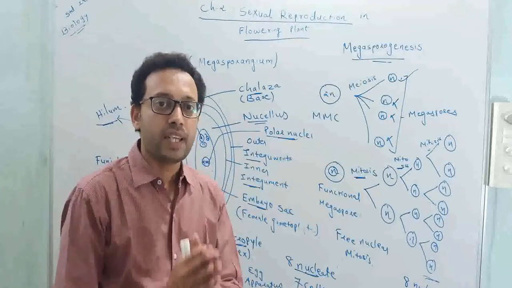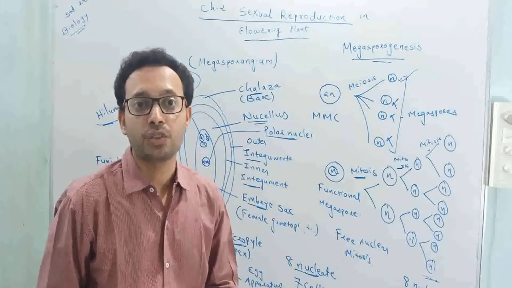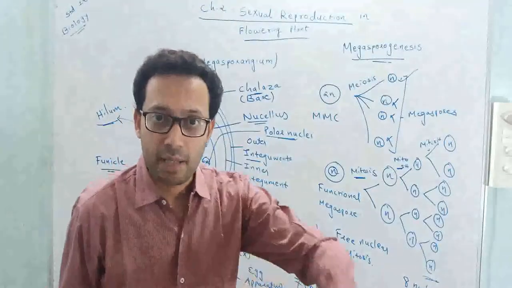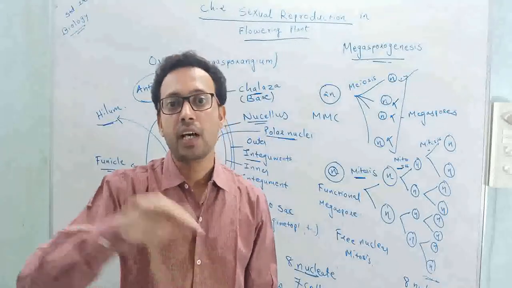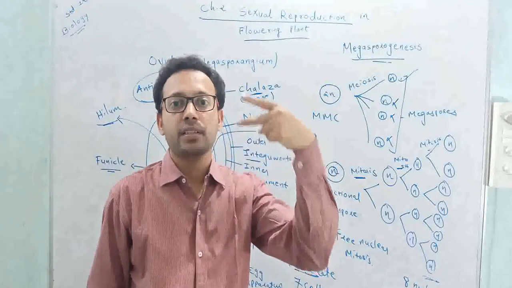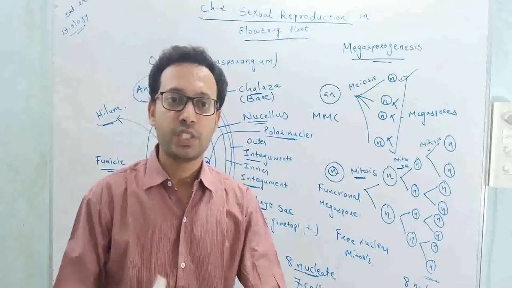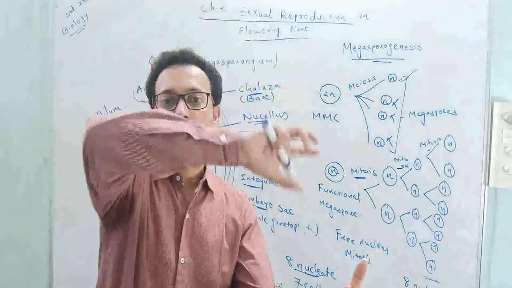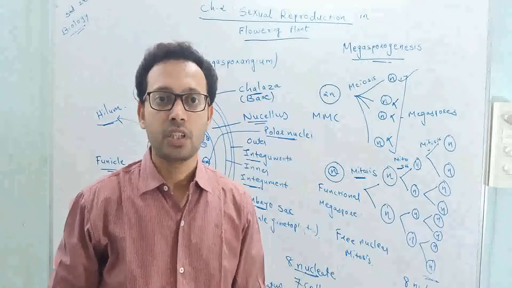So today we end here. We have finished the first process in pre-fertilization, gamete formation, gametogenesis. The male gamete was formed in the previous session, and in this session we have learned how the female gamete is formed. Now the second step in pre-fertilization is gamete transfer. The male gamete is formed in the stamen and the female gamete in the carpel. Usually the male gamete is motile and the female gamete is stationary, so it has to be transferred.